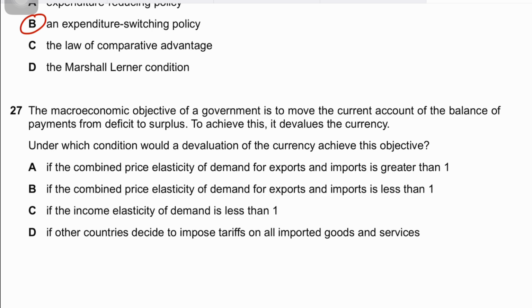Okay, so we know very well that devaluation would be successful if the Marshall-Lerner condition is met. The Marshall-Lerner condition would determine the effectiveness of the currency devaluation, and it states that a currency devaluation will only improve the trade balance if the sum of price elasticities of demand for imports and exports is greater than 1, and hence A should be the correct answer.